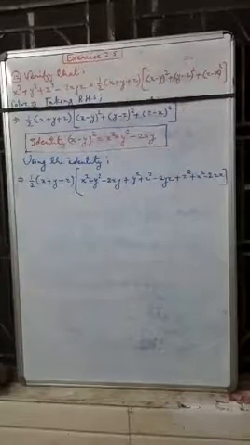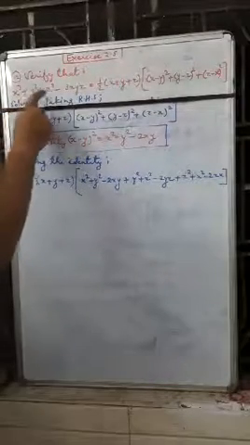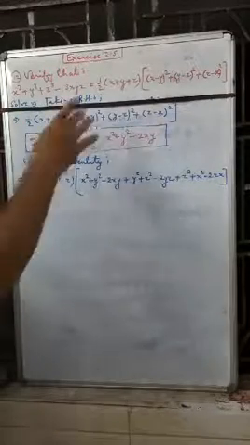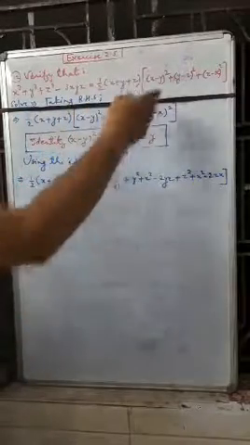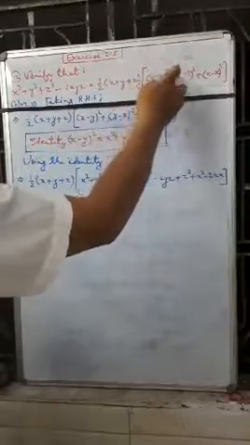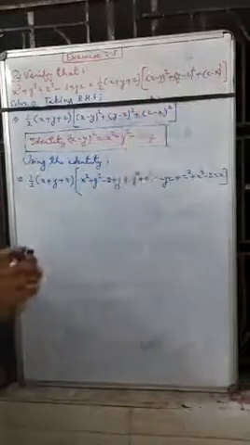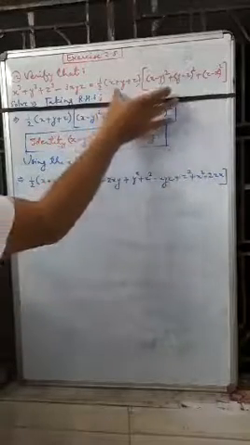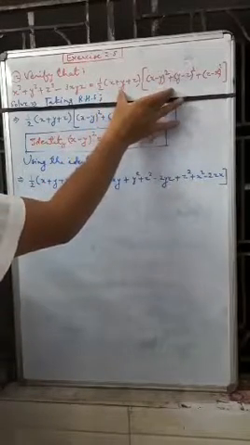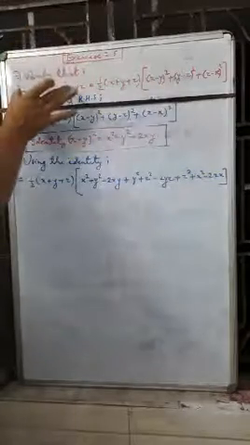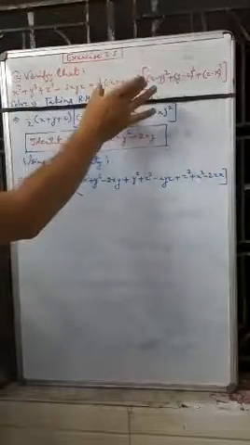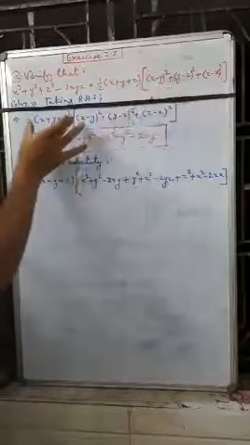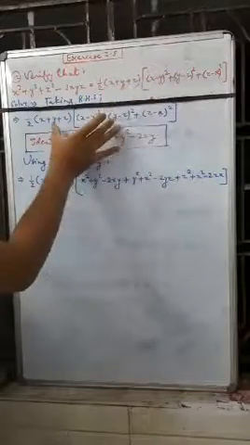Now we are having one more problem. Verify that x cube plus y cube plus z cube minus 3xyz is equal to 1 by 2 into x plus y plus z in another bracket, x minus y whole square plus y minus z whole square plus z minus x whole square. So it is an easier way to take the right hand side and try to convert it into the left hand side. So we have taken the right hand side, and we have written it as it is.